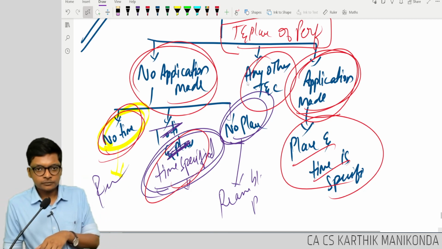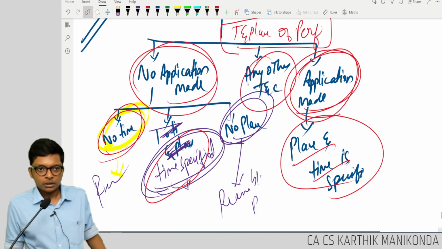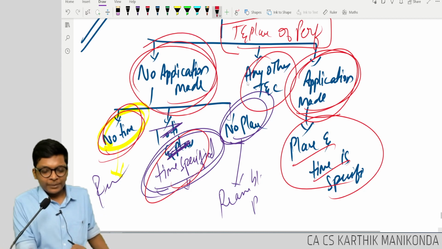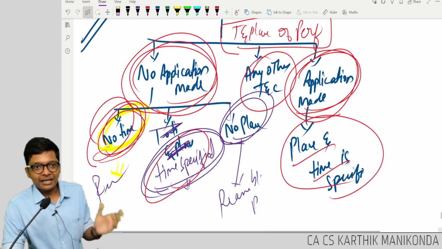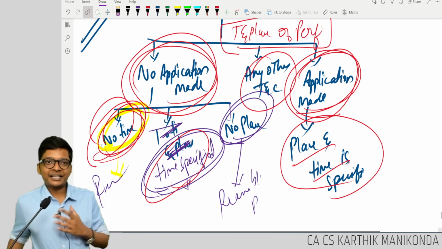I am calling a painter to my house, come and paint the house. He is saying in the next 1 month, whenever I am free I will come. No application made. When he will come, no time is specified either. But he has to come in a reasonable time. He can't come at 1 a.m. at night and say, come on, get up, I have to paint the room. Are you following, guys? Clear?